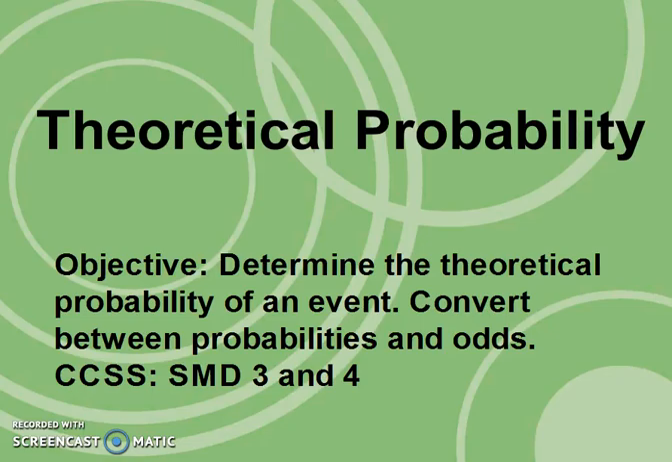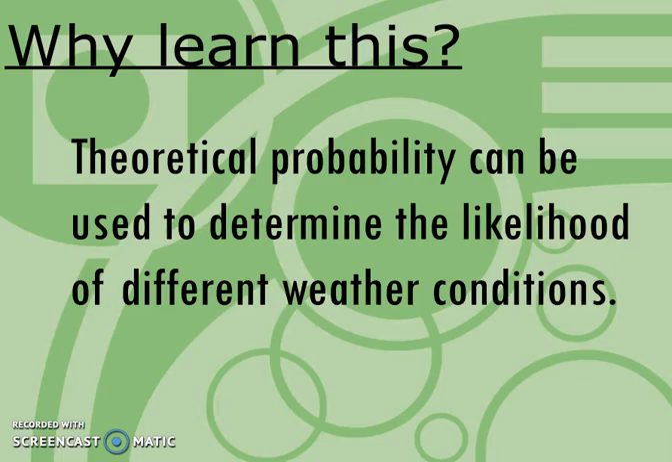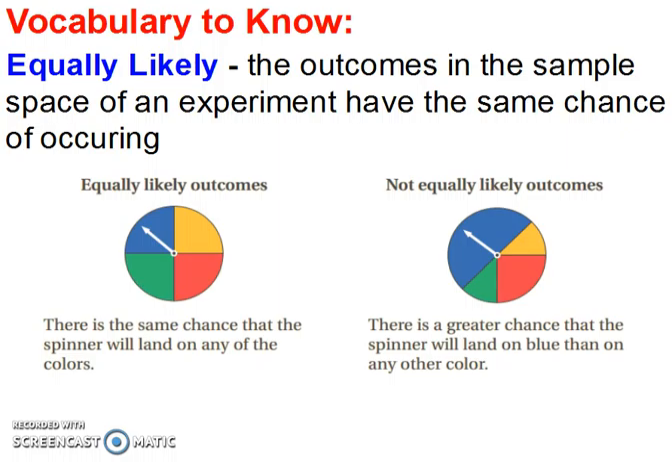Theoretical probability. Our objective is to determine the theoretical probability of an event, as well as convert between probabilities and odds. Why learn this? Theoretical probability can be used to determine the likelihood of different weather conditions. Let's start with some vocabulary.